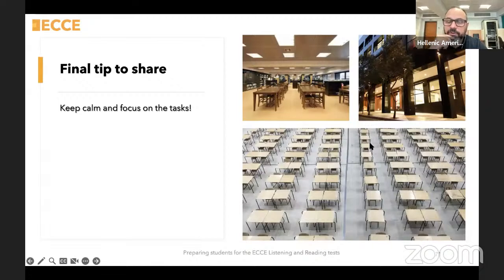Why is it so common to talk about animals in passages? I guess because this is something that students at this age are quite interested in, animals, and they've got lots of information that they can share with the test takers that is easy to follow and to understand.